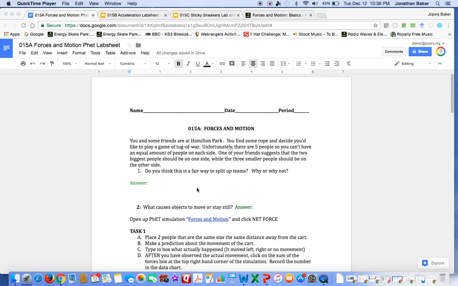Turn to your partner and ask them to explain why they think it's fair or why it's not fair. You want to do your best to try to explain it. By the end of this lab, you will be able to explain it scientifically, but it's a good way to start and think about it.